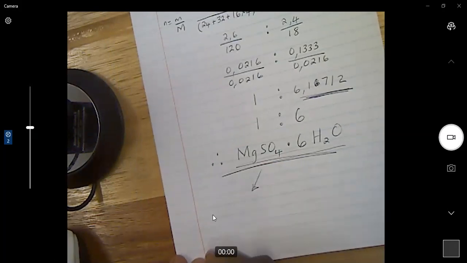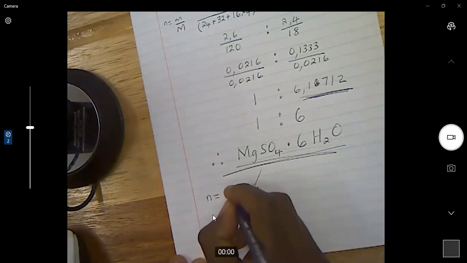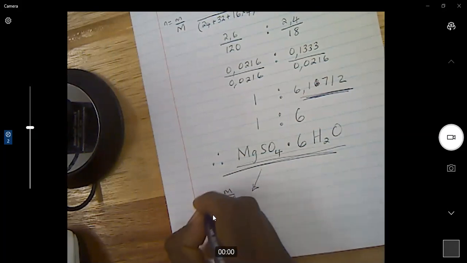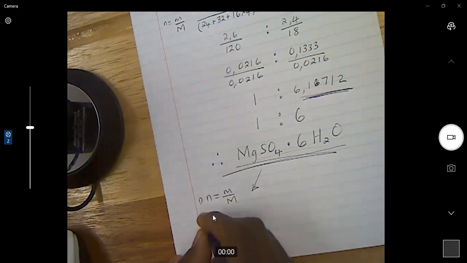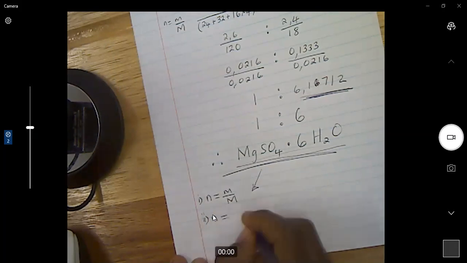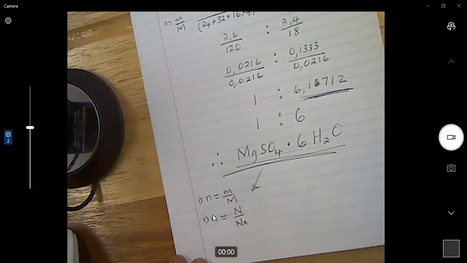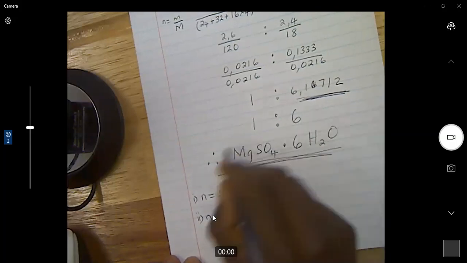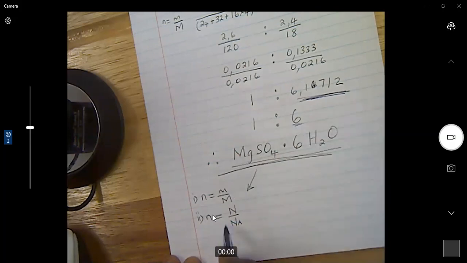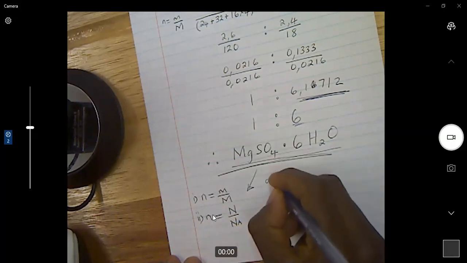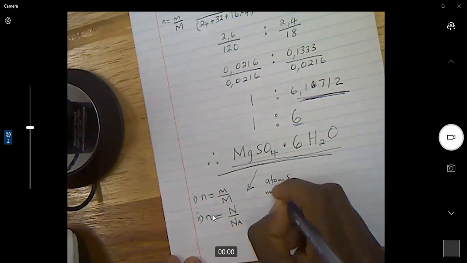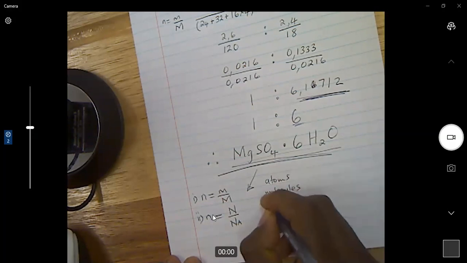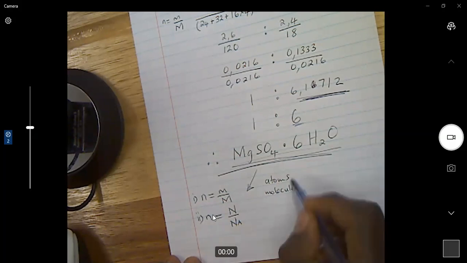We looked at 2 formulas so far. We looked at number of moles is equal to mass over molar mass. That was the first equation for number of moles. The next one that we looked at was number of moles is equal to number of particles over Na, Avogadro's number. So we're going to use Avogadro's number because we now have number of moles. We need that 6 to connect it to number of particles. Remember, particles can be atoms, molecules, or formula units, depending on what you're talking about. And here we are talking about water.